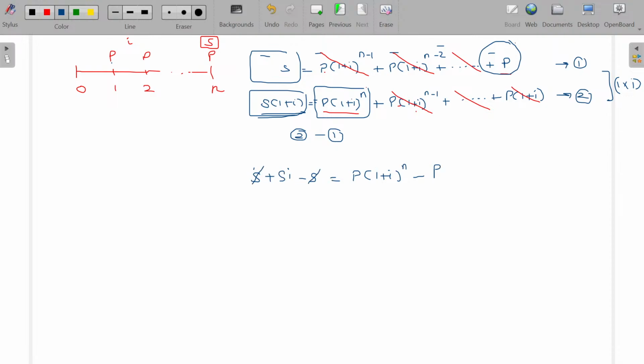Plus S minus S got cancelled. You get Si. Here P is common. You can take the P out. If I take the P out, P into 1 plus I to the power n minus 1. Yes. This I can be taken to the other side in the denominator. Hope now you'll be able to understand the formula for recurring deposit factor. This is what about the recurring deposit factor or future value anti-factor.